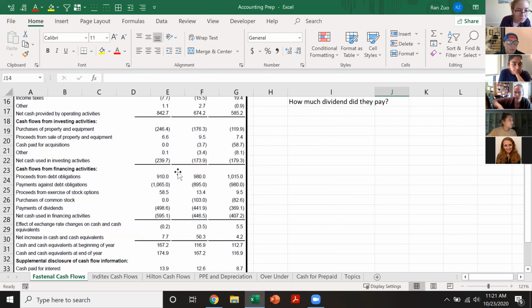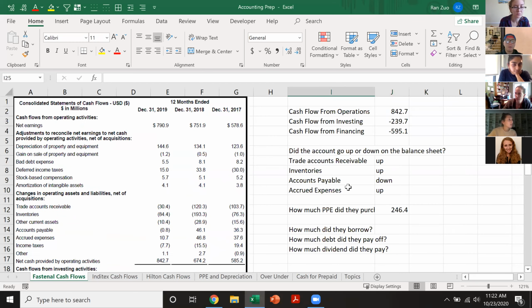Proceeds from debt obligations. They took on debt, right? And how much money do they pay off in debt? 1065. Yep, there you go. Very good. And how much in dividends did they pay? 498.6. Yeah, very good. That's pretty much how you identify items on the statement of cash flows.